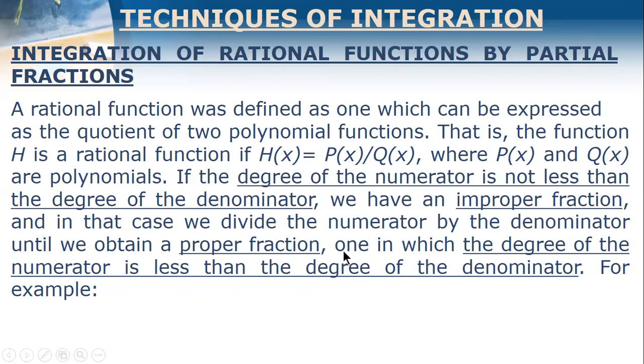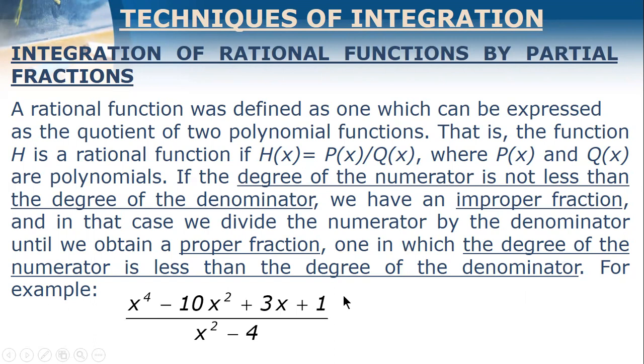A proper fraction is one in which the degree of the numerator is less than the degree of the denominator. For example, this one. This is an improper fraction because the degree of the numerator is bigger than the degree of the denominator, 4 bigger than 2. So what we are going to do here is to divide the numerator by the denominator. So we will do manual division until the degree of the numerator will be less than the degree of the denominator.